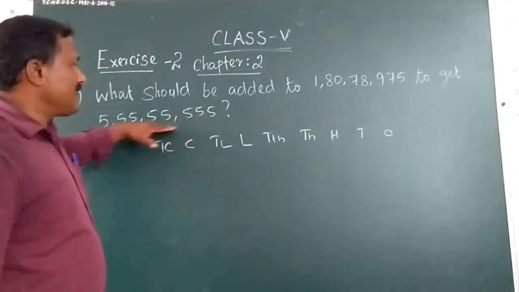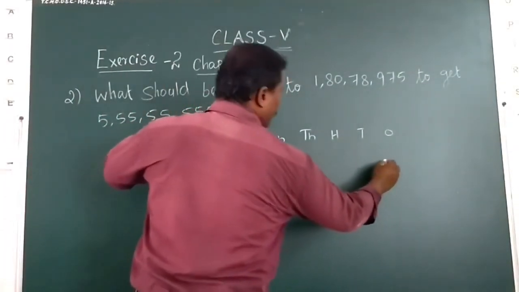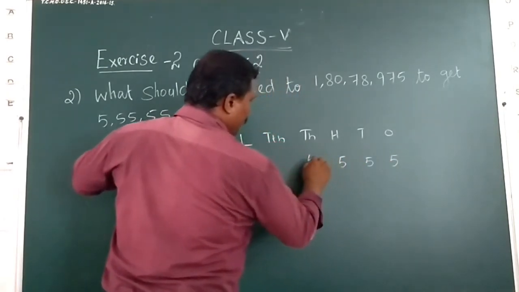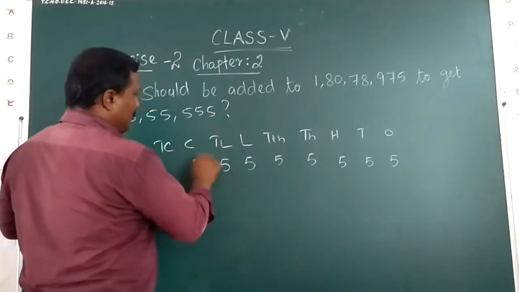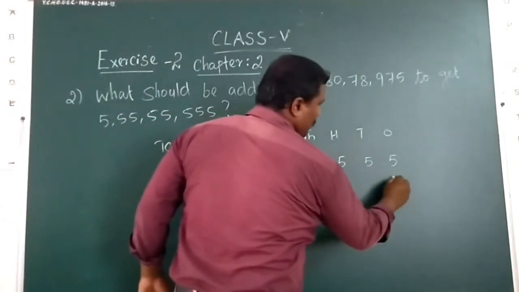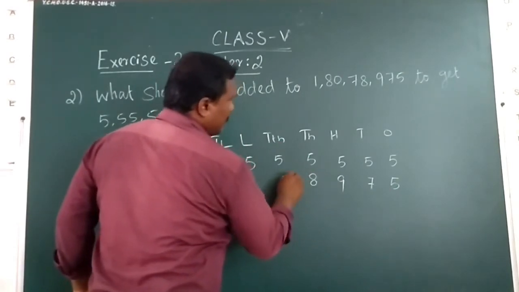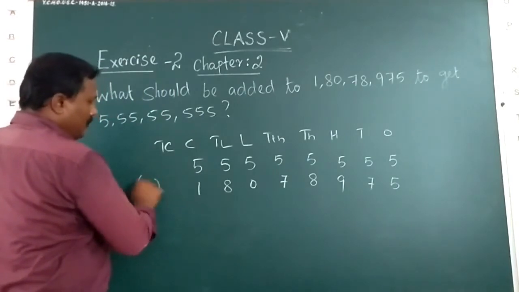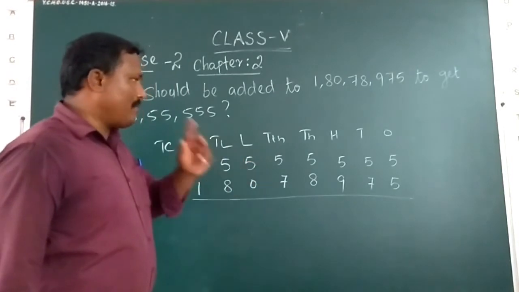First I will take this number. It's a big number, so I will take it as the minuend: 5, 5, 5, 5, 5, 5, 5, 5. Then I will take the first number as the subtrahend: 5, 7, 9, 8, 7, 0, 8, 1. So I am going to subtract this number from this number.